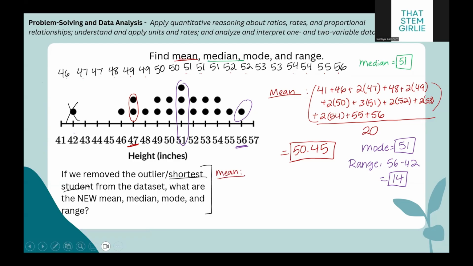Mean is going to be the exact same thing, but without the 41 at the very beginning. Oh my gosh, this was supposed to be a 42. Sorry about that. If I put in a 42 instead of 41, I get 50.5. So it's pretty similar, but yeah.